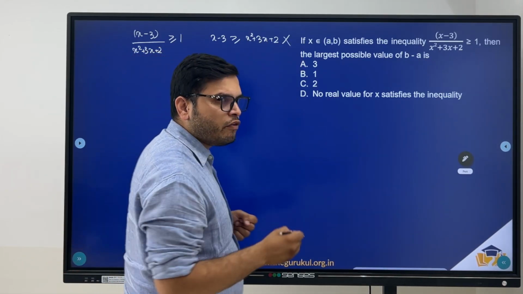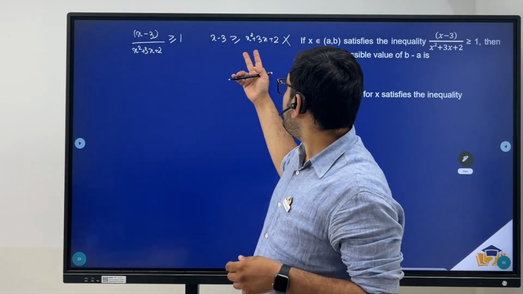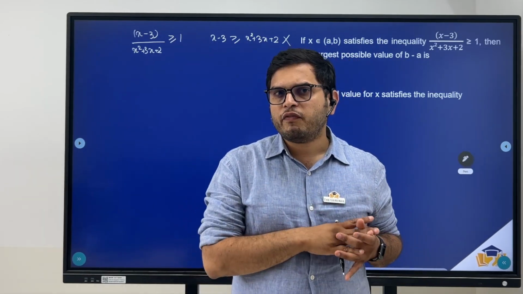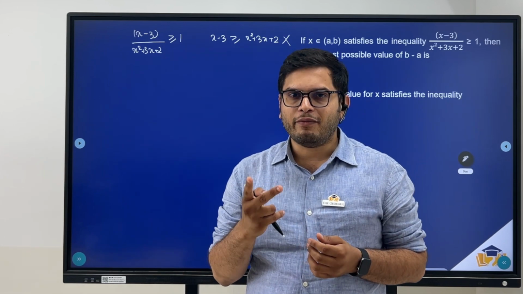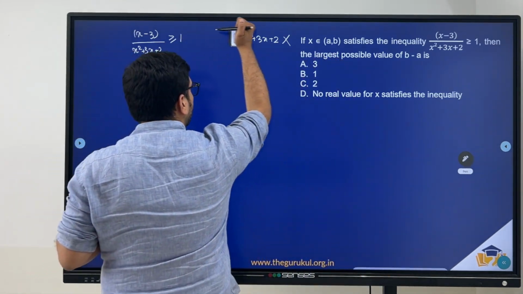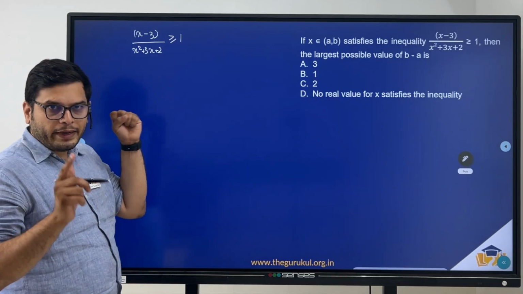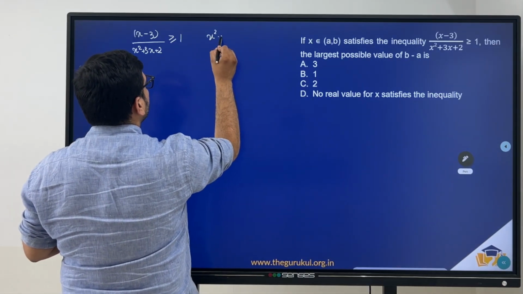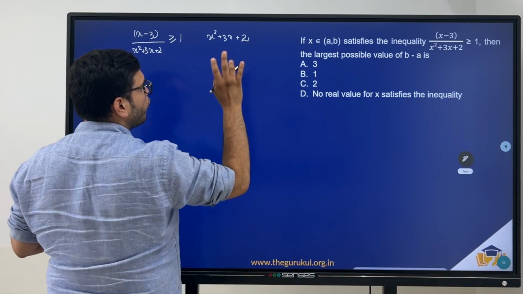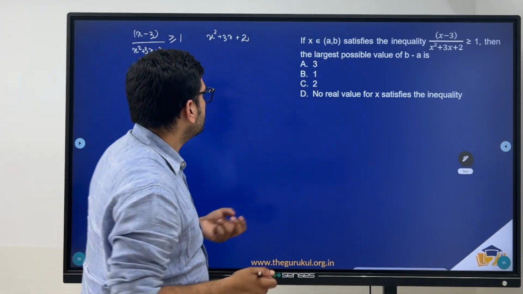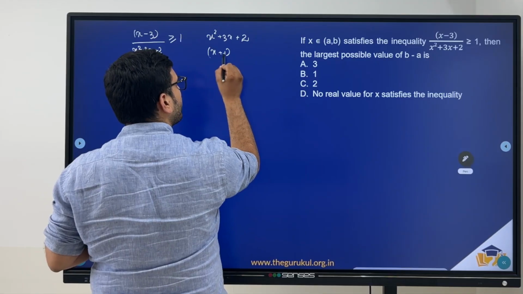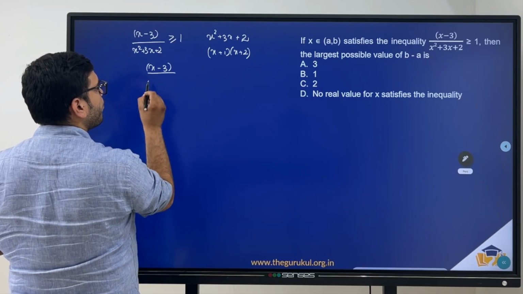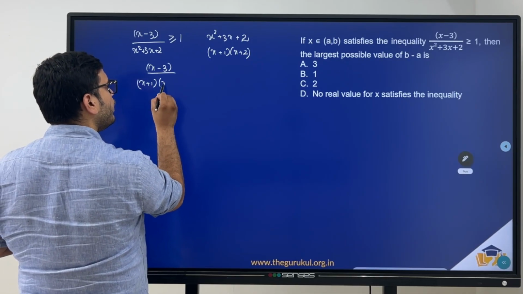Now you should not be doing this, because we do not know whether x square plus 3x plus 2 is positive or negative. If this is positive, there will not be any change in the inequality. Now what if it's negative? The inequality should get reversed. Now to ensure that this is not a negative number, first let's try factorizing this. How can I write x square plus 3x plus 2? Product of two numbers should be 2, sum should be 3. So I can write this as (x plus 1) into (x plus 2). So we have (x minus 3) by (x plus 1) into (x plus 2).